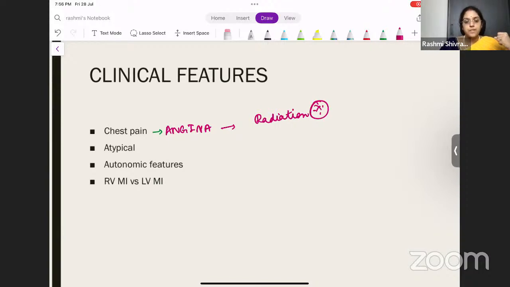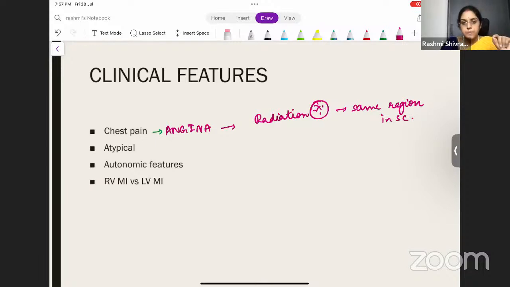Why does this happen? This happens because the nerves from the myocardium, the nerves from the heart tissue, as well as the nerves from these somatic areas, go and synapse on the same region in the spinal cord. Okay, from where it is carried to the brain. Because they synapse on the same region in the spinal cord, this pain is actually referred to that place.